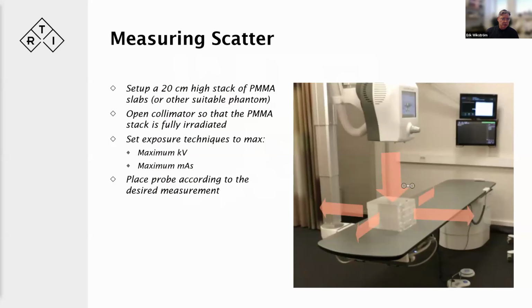So in most cases, what we do is we set up a stack of 20 centimeters high, a stack of PMMA slabs or other suitable phantoms for this, but this is a standard way of doing it. You open the collimator to fully irradiate the stack of PMMA, and again set the technique to maximum kV or maximum mAs, and then we place the probe according to the measurements that we want to achieve.